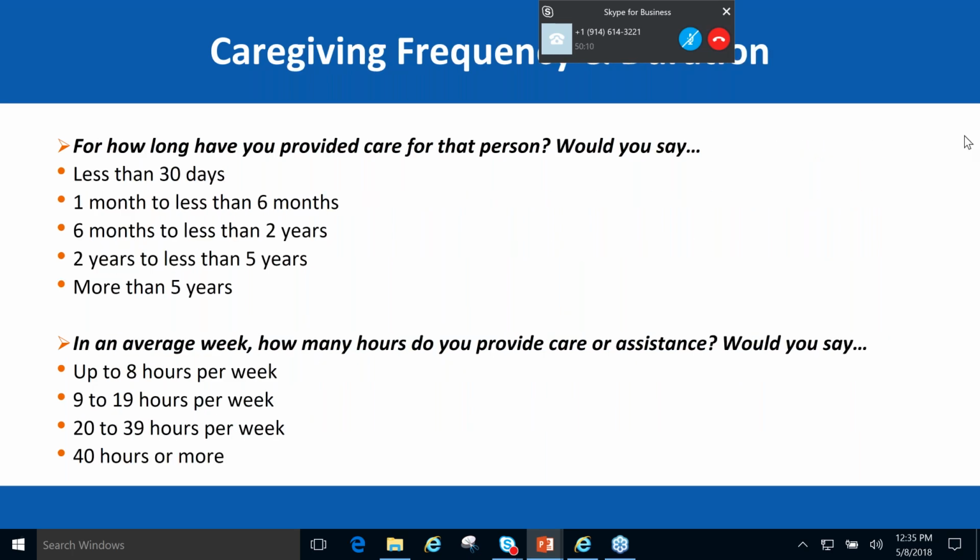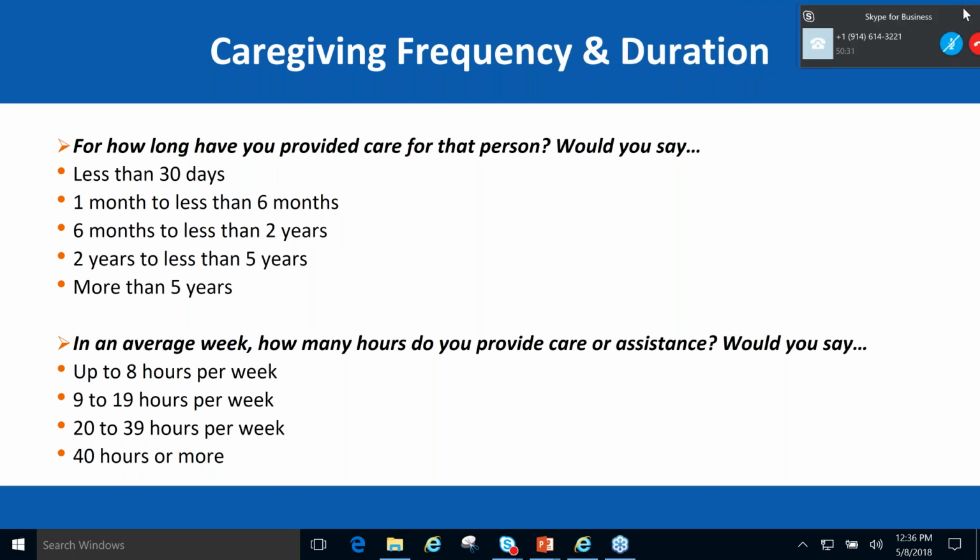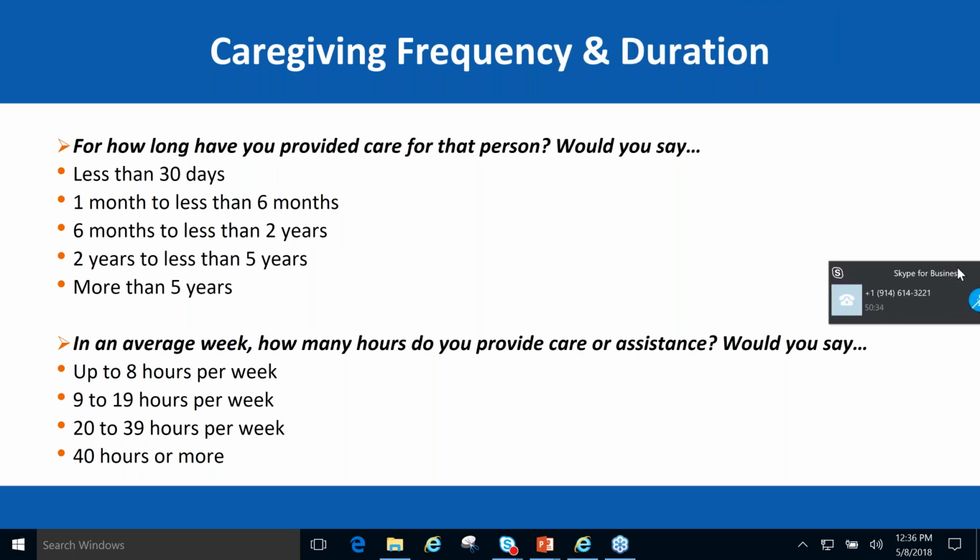So next, we asked the caregiver to report how long they've been providing care and then how often they provide care for this person. So the duration question is, for how long have you provided care for that person? Would you say less than 30 days, 1 month to less than 6 months, 6 months to less than 2 years, 2 years to less than 5 years, and more than 5 years?